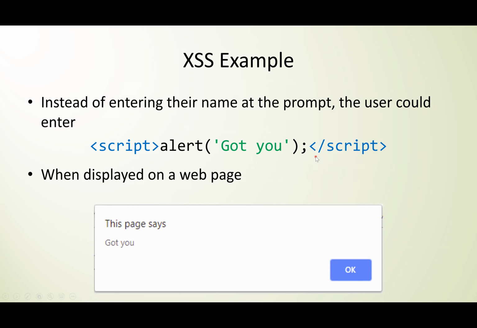So if you execute this, instead of putting hello Ken, it'll say hello, and then script alert got you end script, in which case this box will pop up. Now, the alert message isn't dangerous in particular, but it's an example where at this point we are executing JavaScript. We could have done something really nasty at this point.